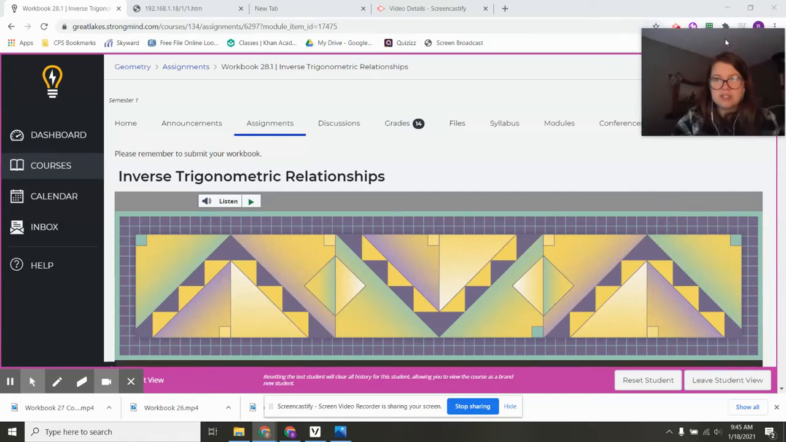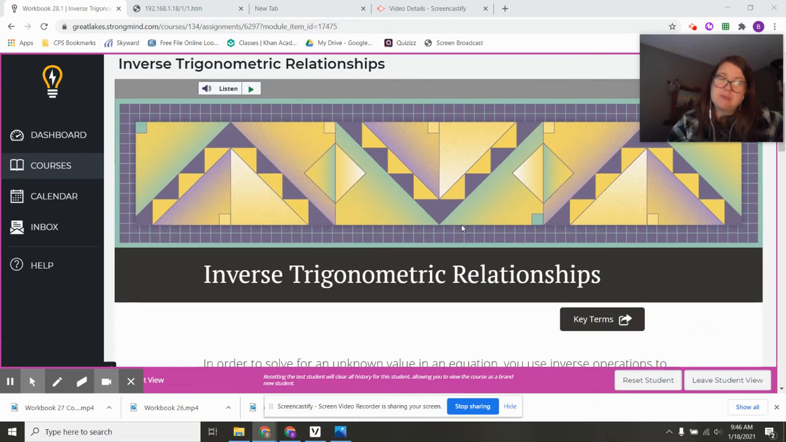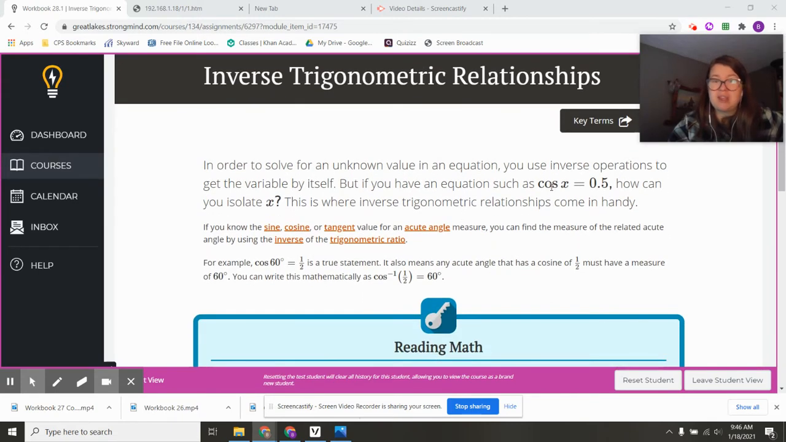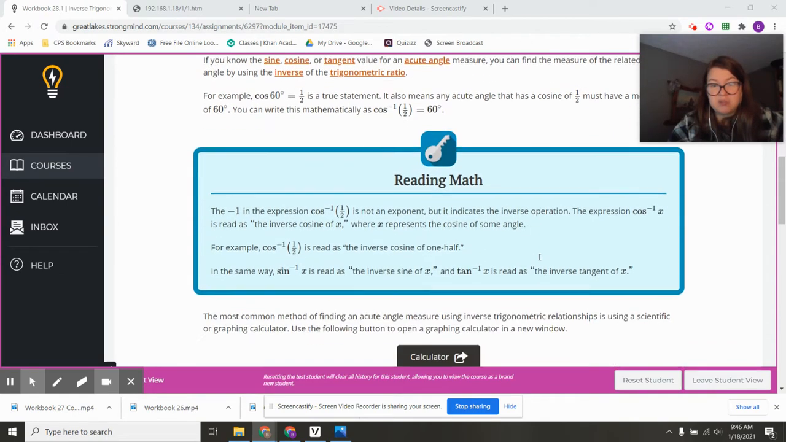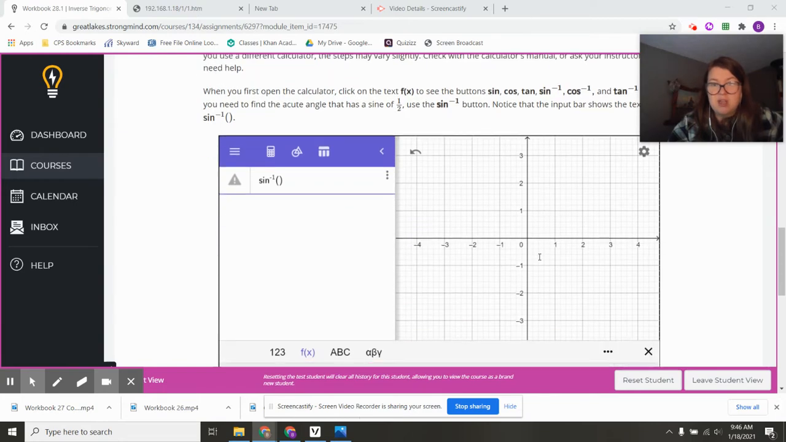Okay, so this is 28.1, inverse trigonometric relationships. In order to understand this, you have to remember SOHCAHTOA and then go backwards from there. If we knew the cosine was 0.5, we can find the angle. Where SOHCAHTOA helped us find the sides, the inverse operations, which are literally different buttons on your calculator, tell us the degrees, the angles. So the inverse ones tell us angles, while the other ones tell us just the sides themselves.